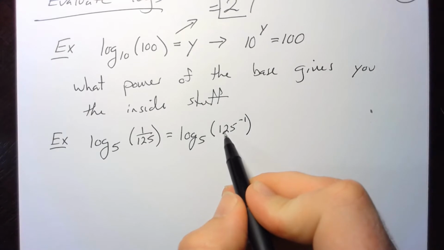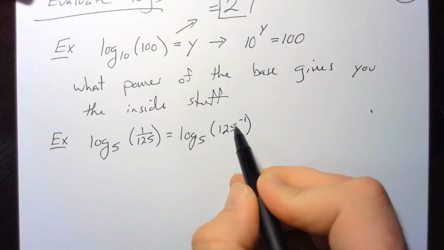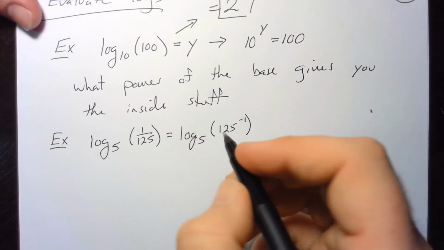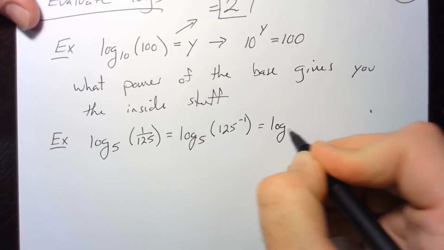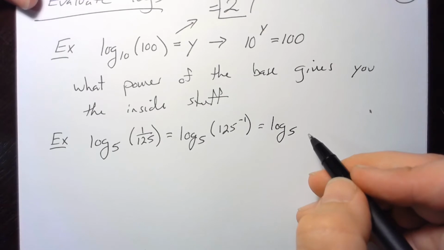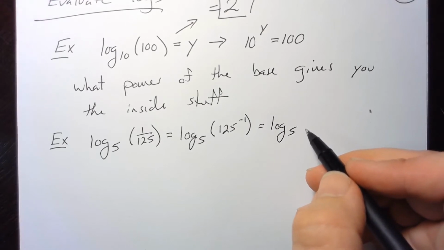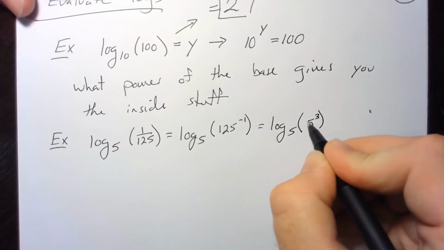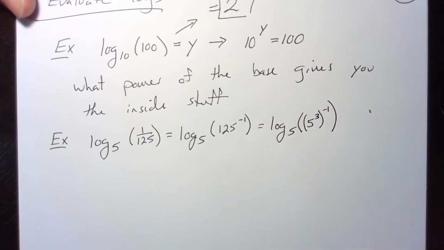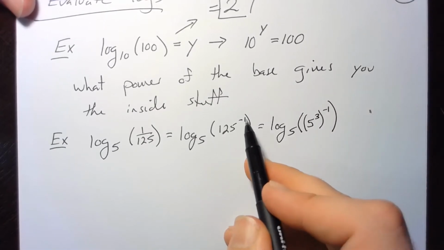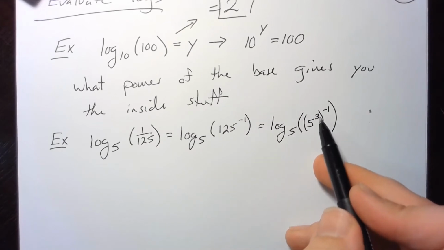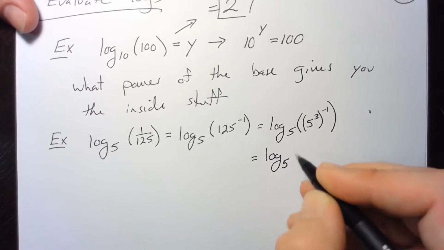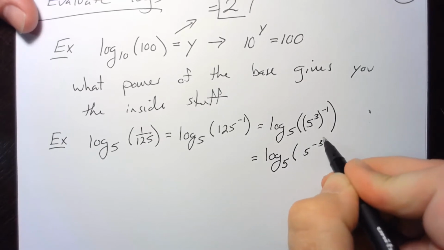The next thing I'm going to do is ask myself, is there a power of 5 that will provide me with 125? And there is. If you think about it, I know that 5 times 5 is 25. 5 times 25 is 125. So if I do 5 to the power of 3, don't forget that the -1 is still on there, then I can convert this 125 to the power of -1 to 5 to the power of 3 to the -1. And then I can convert that one more step further as log base 5 of 5 to the -3.